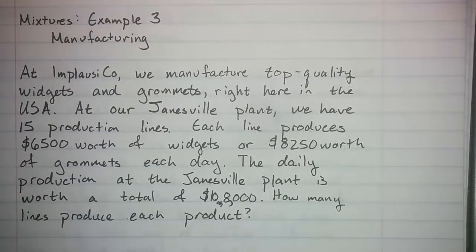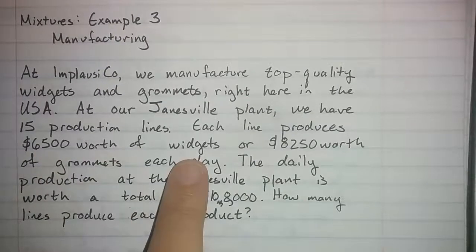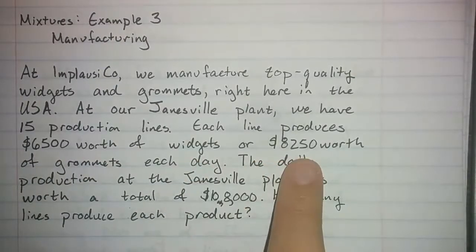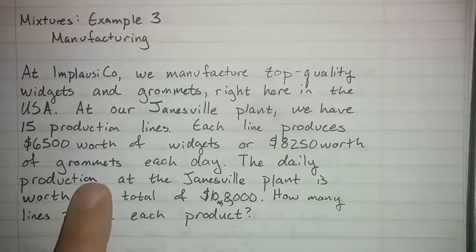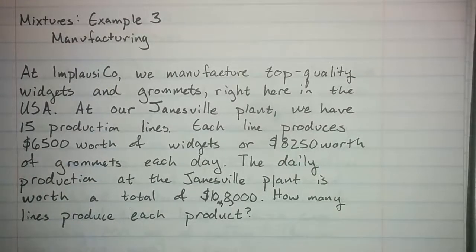Each line produces $6,500 worth of widgets, or $8,250 worth of grommets each day. The daily production at the Janesville plant is worth a total of $108,000. How many lines produce each product?